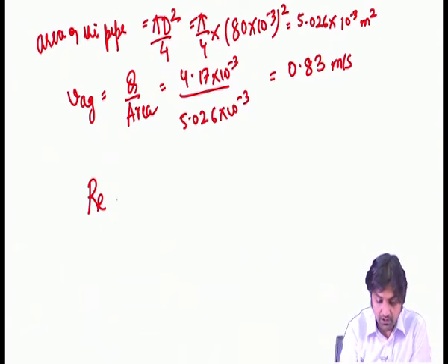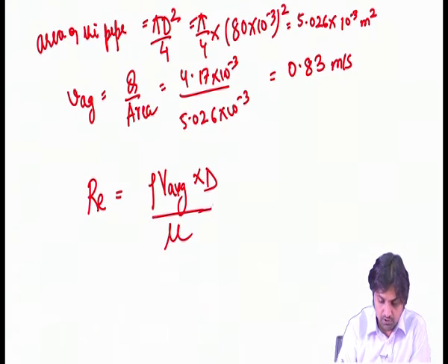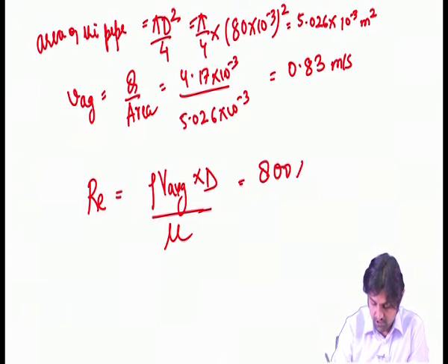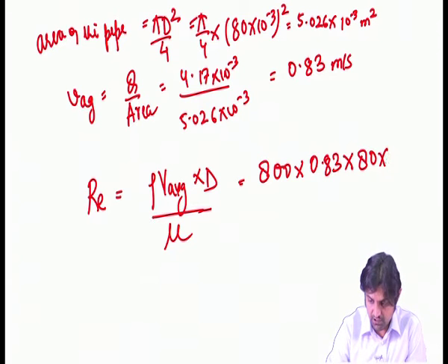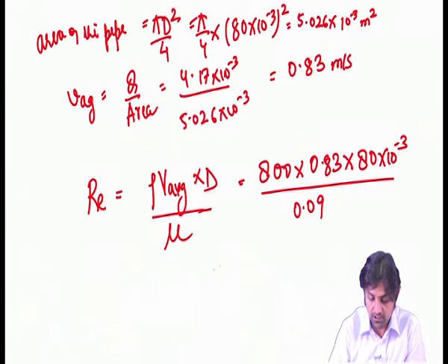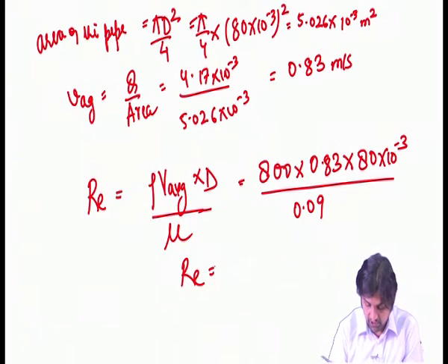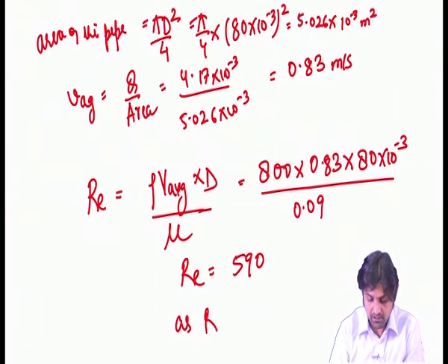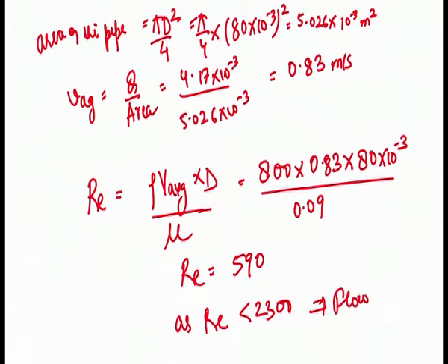Therefore, we will find the Reynolds number, that is rho V average into d by mu, where rho is 800, V average is 0.83, diameter is 80 into 10 to the power minus 3, and mu is 0.09. This is actually very important to check, and it comes to around 590. As Reynolds number is less than 2300, the flow is laminar.